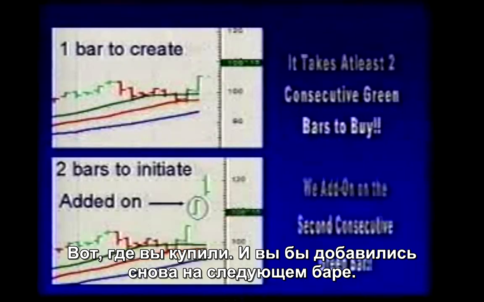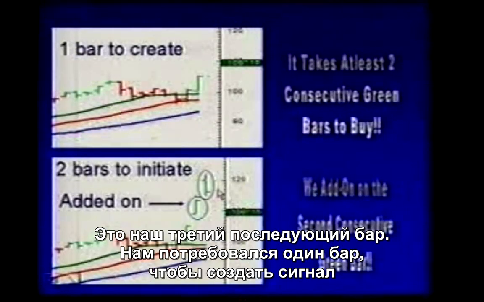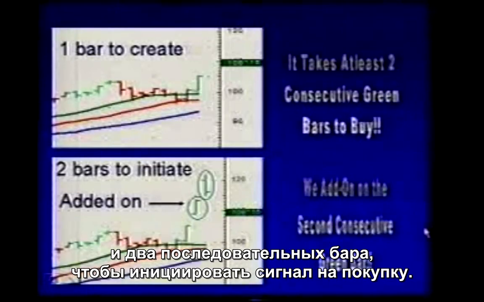So here's where you add it on, and you would have added on again on the next bar. So we had 2 consecutive higher closes. It was our 3rd consecutive green bar. It took 1 to create it, but 2 to initiate the buy signal.